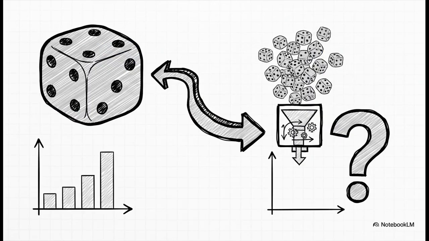And the best way to really get this is to see it in action. So let's go back to our dice. We already know that a single die roll is a uniform distribution, right? A flat line. But what happens if we roll a bunch of dice and start looking at their average?